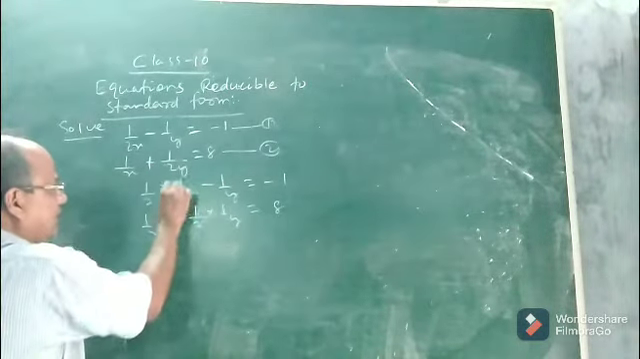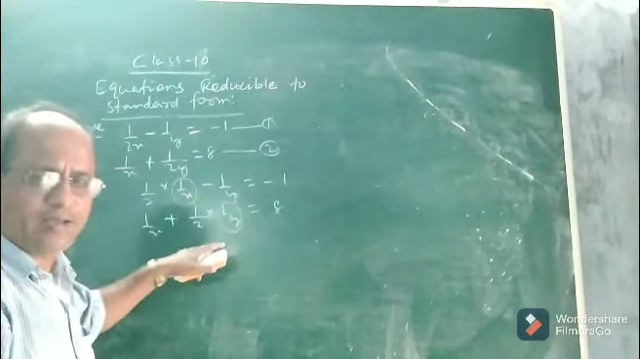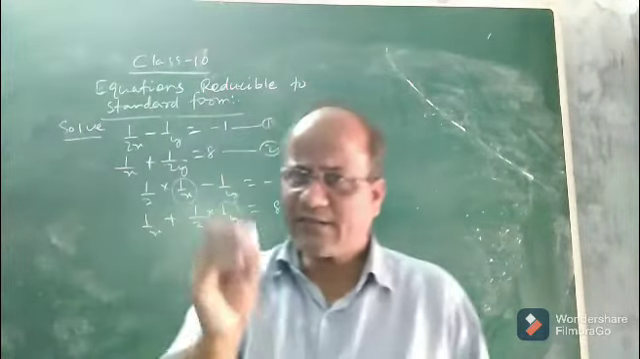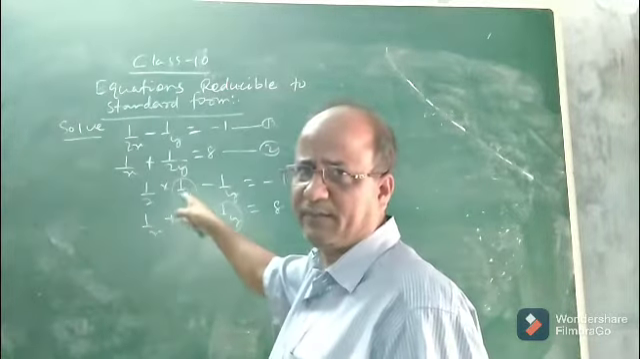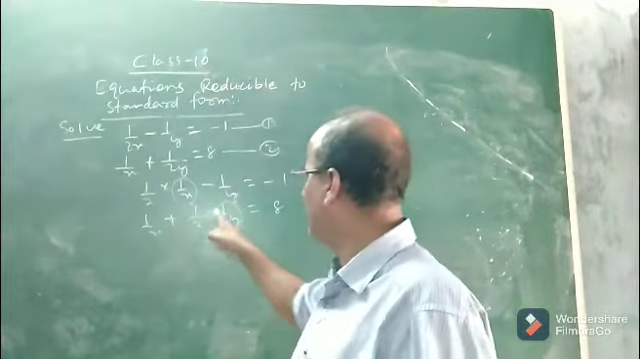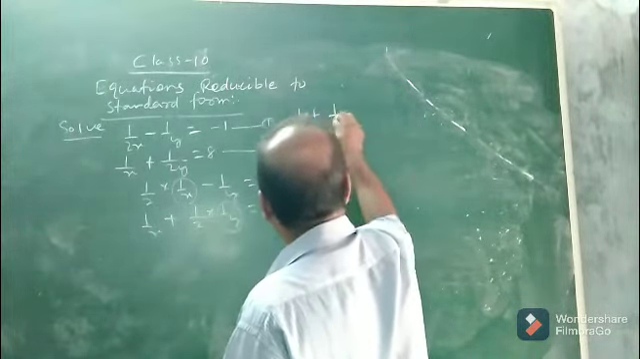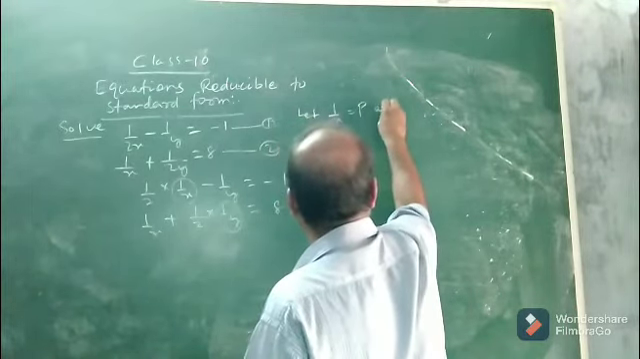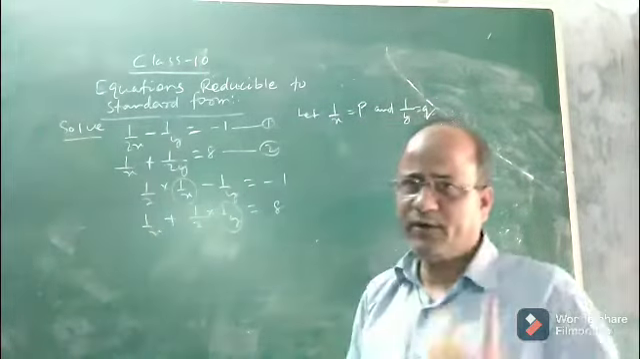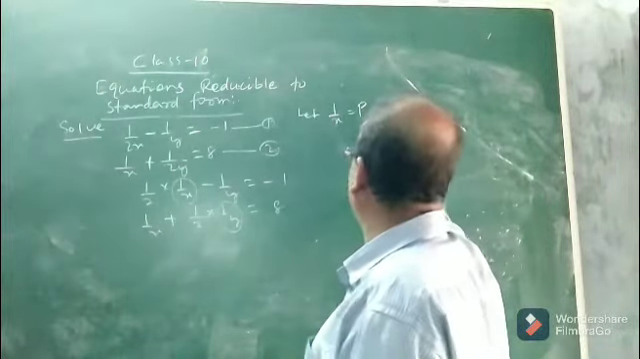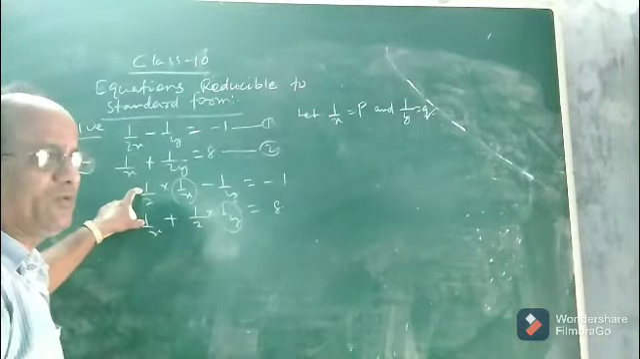Now, if 1 by x and 1 by y are assigned some variables, suppose 1 by x will be p. If 1 by x will be taken as p and 1 by y will be taken as q. Let 1 by x equal to p and 1 by y equal to q. So if we take 1 by x as p and 1 by y as q, then what are these two equations?